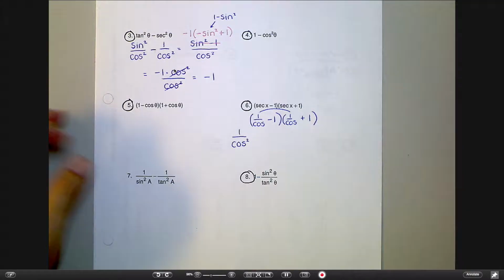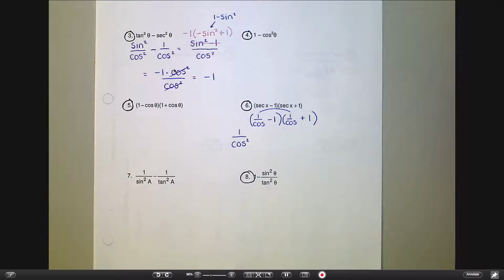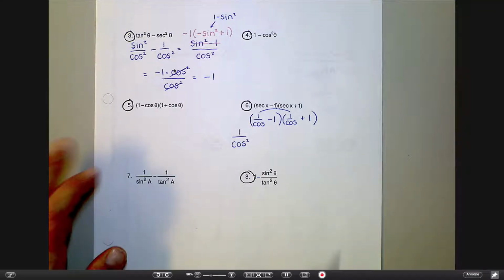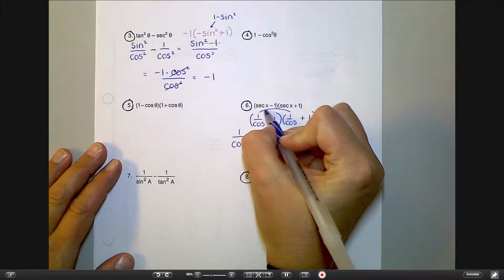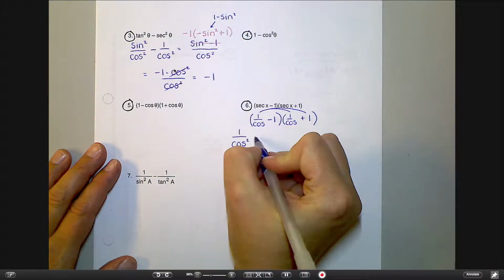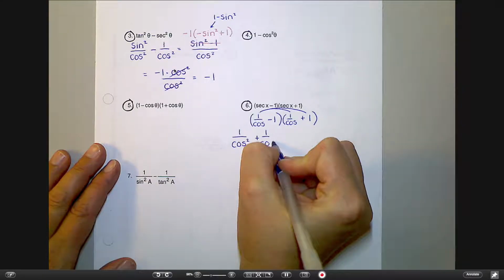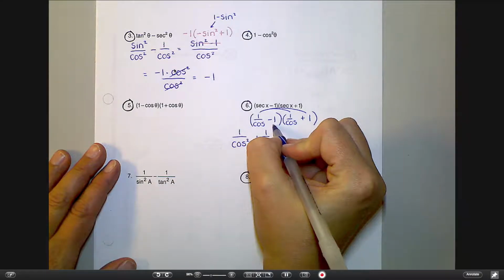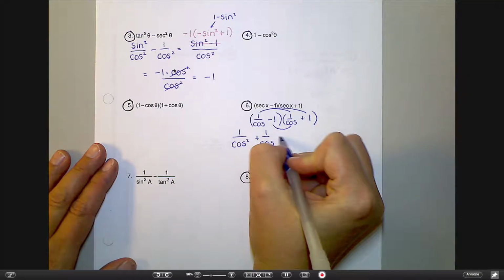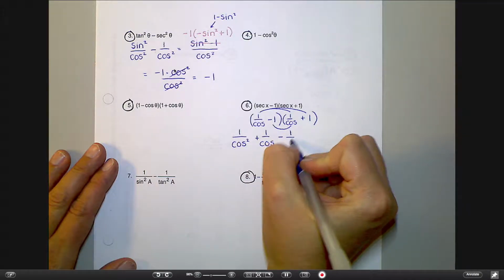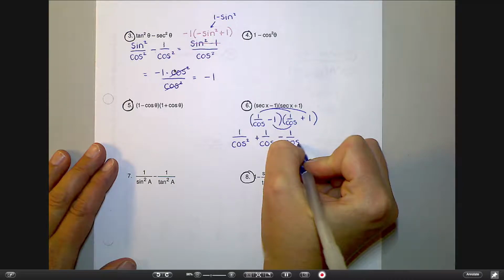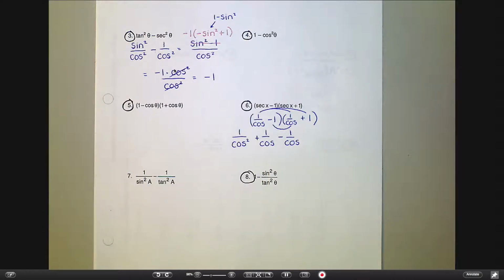And then, if you know you're factoring pretty well, you might catch this. Maybe I'll just go ahead and write it out the long way in case you don't see it quite yet. But 1 over cosine times positive 1 is going to give me just a 1 over cosine. And then I'm going to get negative 1 times 1 over cosine, so I'm going to get a negative 1 over cosine. So what's going to end up happening there? Yeah, those are going to end up canceling. Okay?